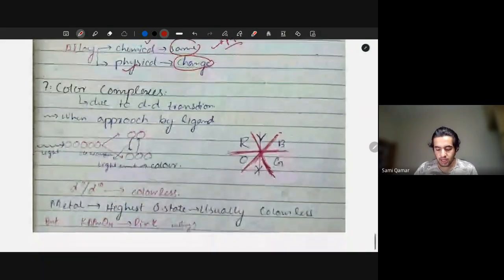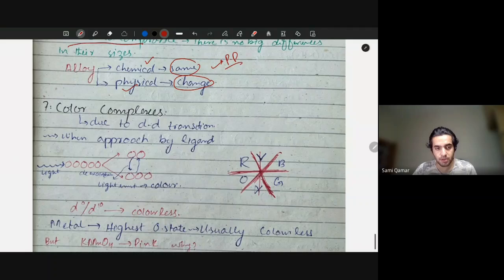Okay. Now let's talk about colored complexes. This is the last property. They give us colored complexes. How do they give us colored complexes? Due to d-d transition. Now, what is d-d transition? We know that there are different orbitals in the d subshell, right? So now, what will happen?